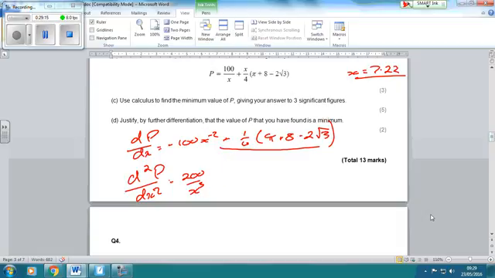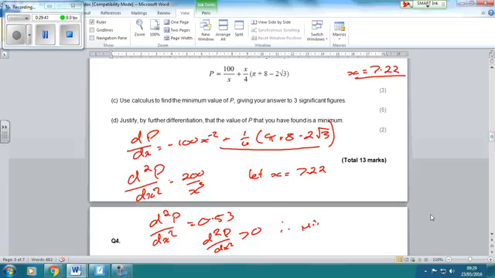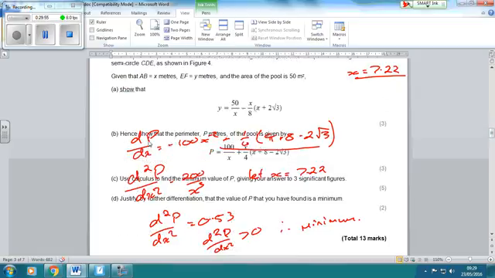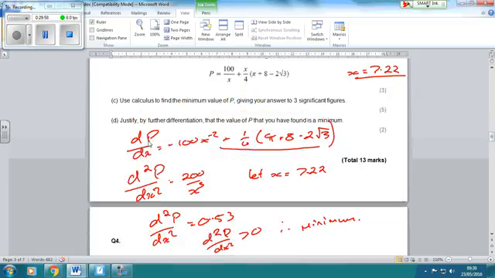Then what you do is you substitute in your value of x. So let x equal 7.22 and d2p by dx squared equals 0.53. So d2p by dx squared is positive, or greater than 0, therefore a minimum. So again, you can see it's exactly the same as what we've done here. We try and fiddle about with a bunch of stuff to make A and B work, but irrespective of whether we do that or not, part C and part D are the ones that will give you the marks for doing this calculus.